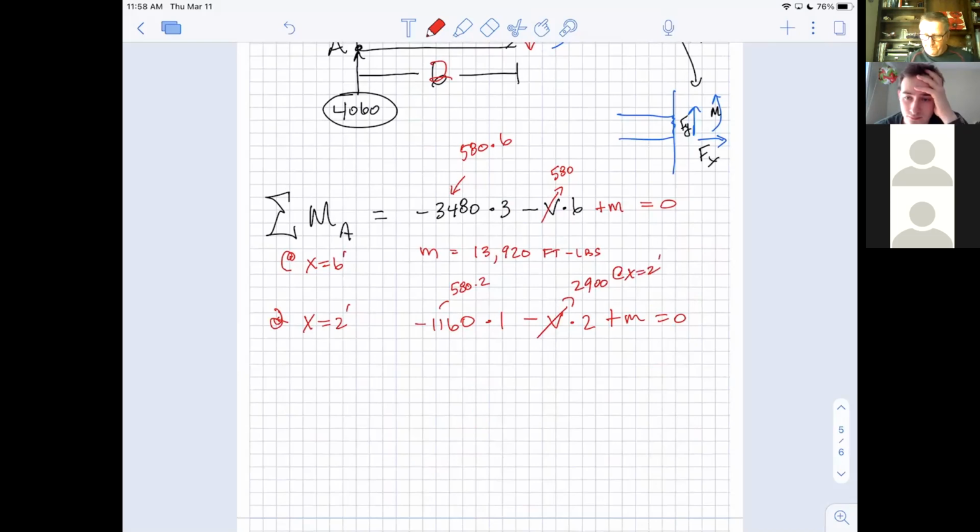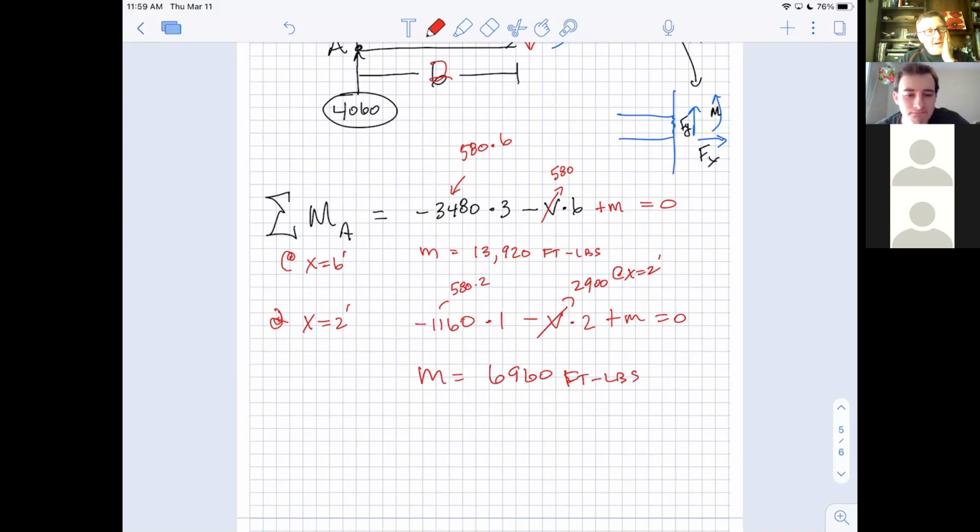Okay. So I have M equals, this time, if I add that 1160 to the other side and I add 2900 times 2 to the other side, I get 6960 foot-pounds. Hey, it's a lot less. That's interesting. If we got really close to the support on the side, the shear got really big, but the moment actually gets really small. Isn't that kind of interesting?